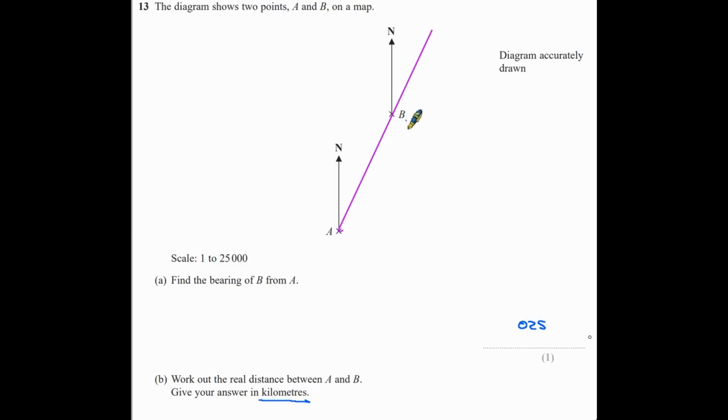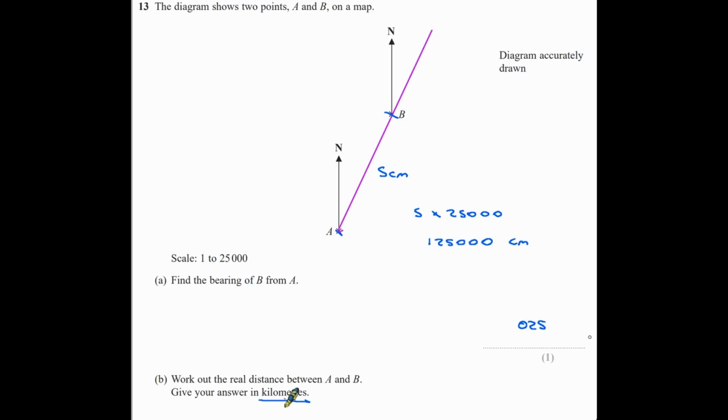I can't show you this because my screen is in a different scale to your exam paper, but if you do have access to the exam paper, in fact this distance here is actually 5 centimetres. So if we use the scale here, it says 1 equals 25,000. So we need to multiply that by 25,000. Our answer is going to be 125,000. Now that is our answer in centimetres.